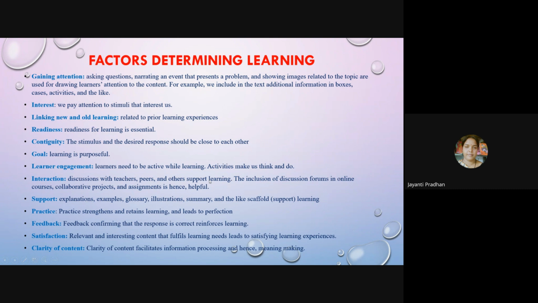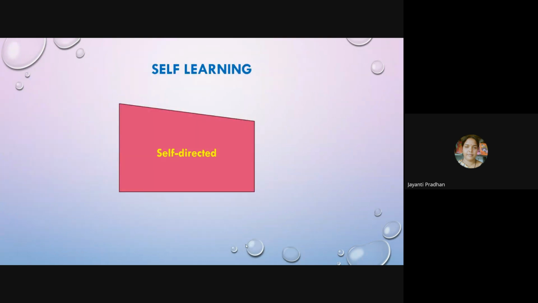Then satisfaction: relevant and interesting content that fulfills the learning need leads to a satisfying learning experience. If I can learn what I wanted to know, I feel satisfied, and then it definitely increases my interest to learn more. Then clarity of content, which kind of content we are discussing during the discussion. Whoever is leading the discussion must have content clarity.